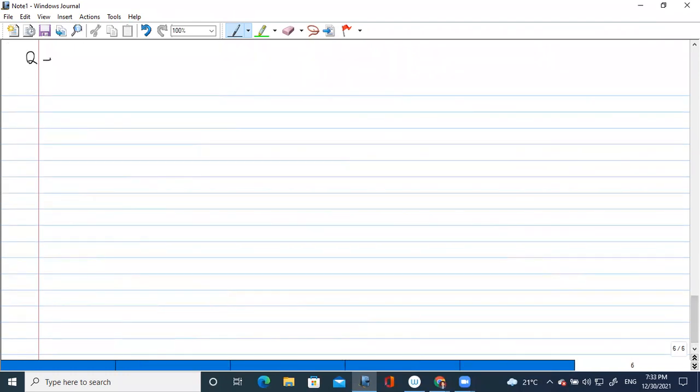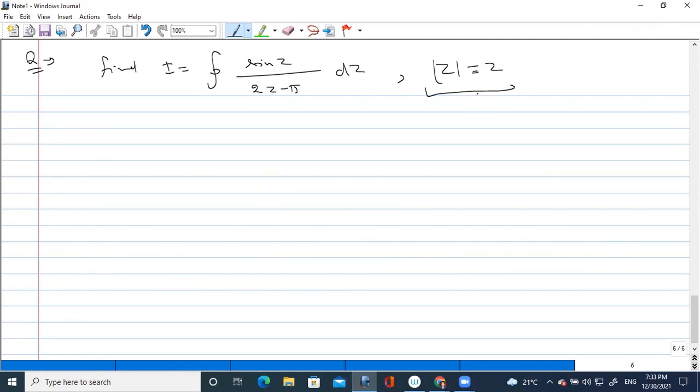I will take one example of that. Suppose there is a question, find the integral of sin z divided by (2z minus pi) dz, where |z| is equal to 2. So first of all, what is the meaning of this? The meaning of this is a circle. Here what is the origin? 0. What is the radius? 2. So if I draw the Argand plane, this will be the 2i point and this will be the 2 point. This will be the minus 2i point. This will be 2, minus 2, sorry. So on the Argand plane, I can draw it like this. And they have given that it is anticlockwise.